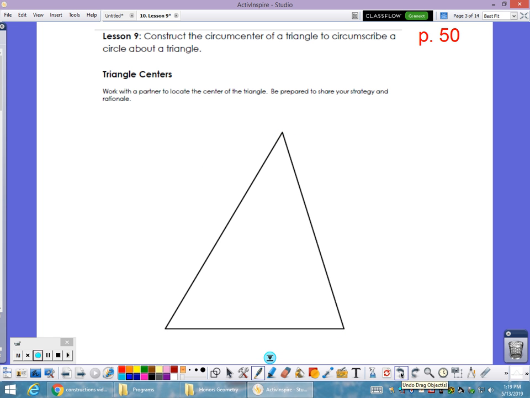Okay, so how I do that, it says work with a partner to locate the center of the triangle. Be prepared to share your strategy and your rationale. So what is the center? In order to circumscribe, we said we need to do perpendicular bisectors. So if you want to pause the video, you can.